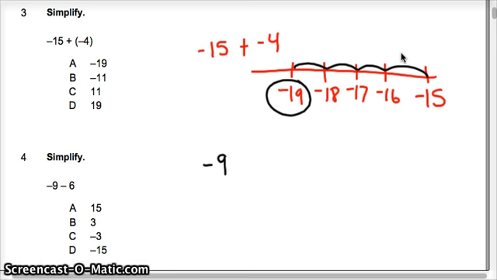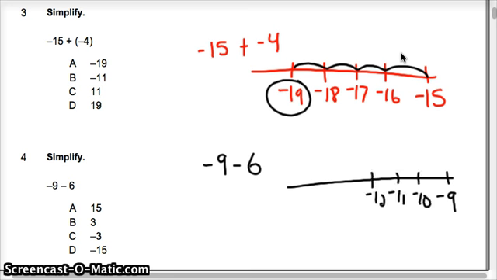-9 minus 6. I'm at -9, and I want to go backwards 6. So I count from 9. 1, 2, 3, 4, 5, and 6, and I'm at -15.